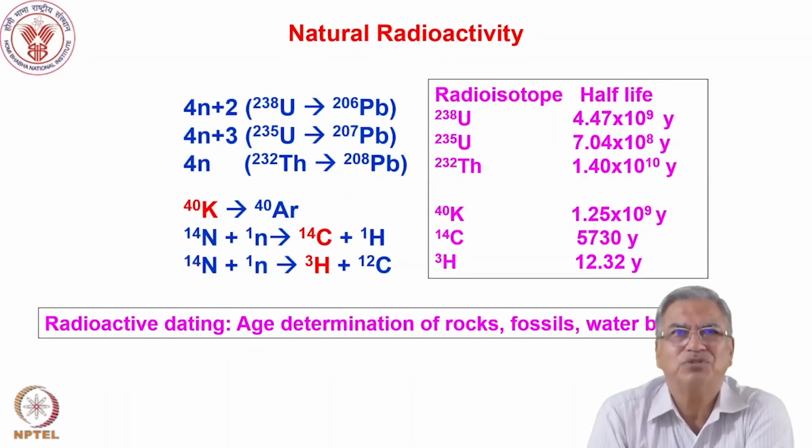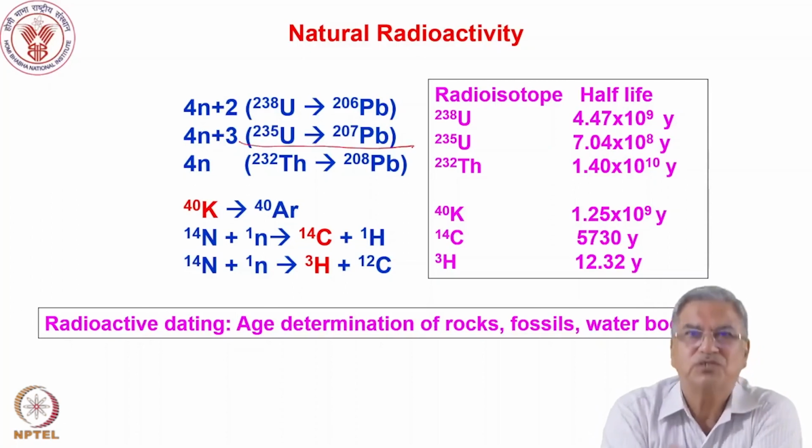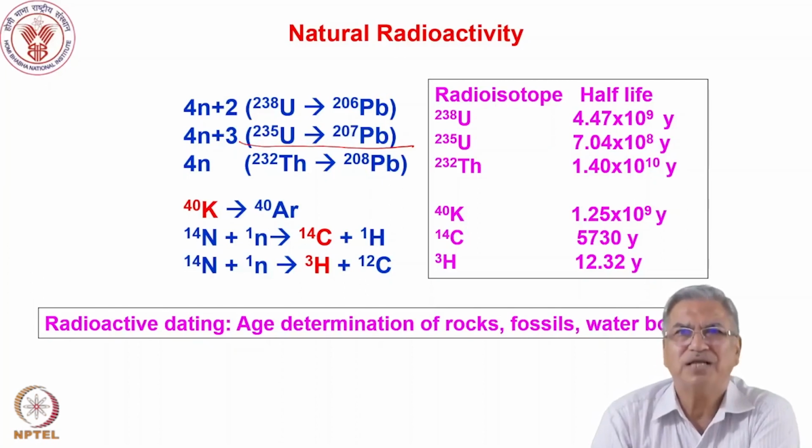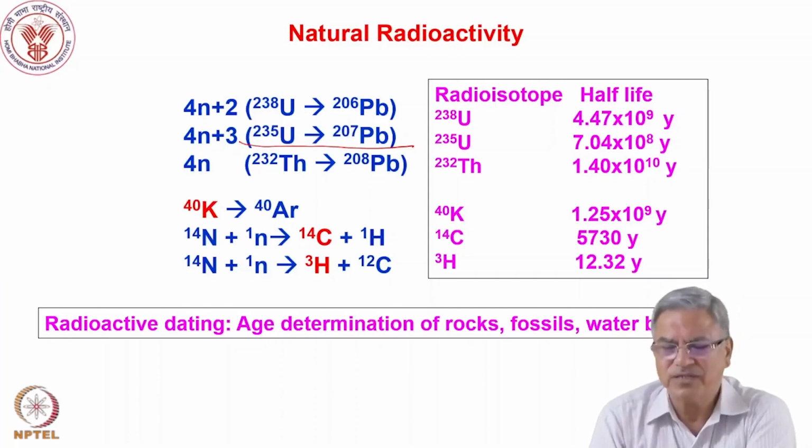I give you another example. 4n plus 3: uranium-235 leading to lead-207. You can see all of them follow the 4n plus 3 formula, where n is an integer. And there is another series, 4n: thorium-232 going to lead-208. All of them are multiples of 4. So these are the isotopes, and I have given the half-lives on the right hand side: uranium-238, 4.47 times 10 to the 9 years; uranium-235, 7.04 times 10 to the 8 years; thorium-232, 1.4 times 10 to the 10 years.